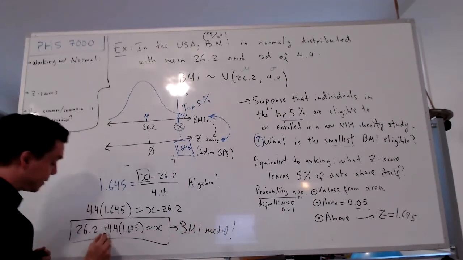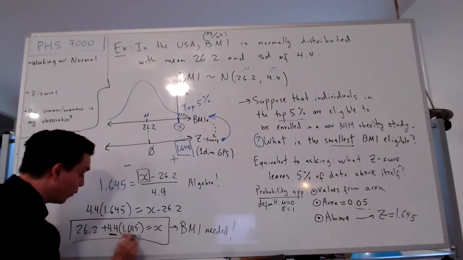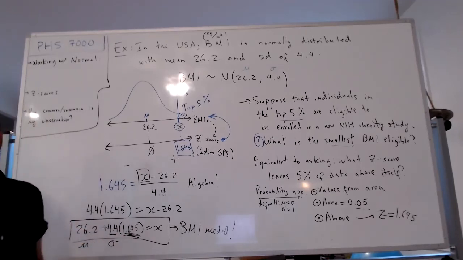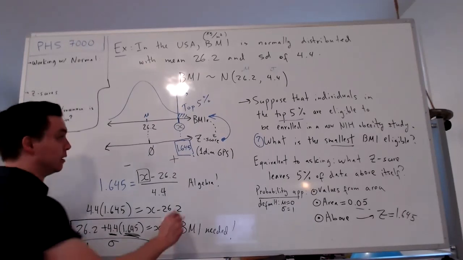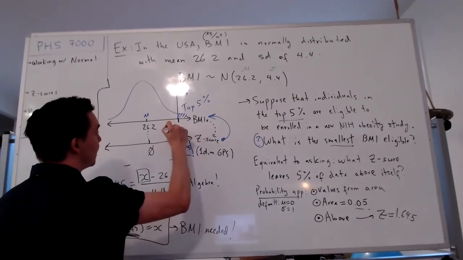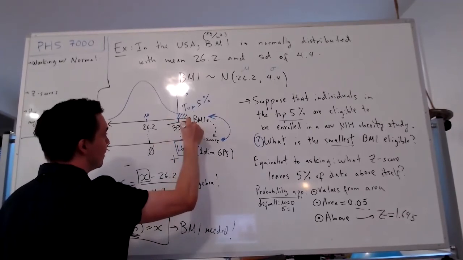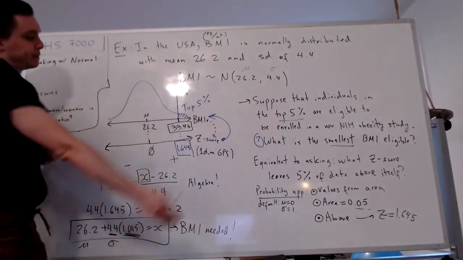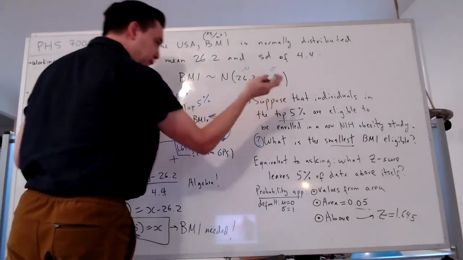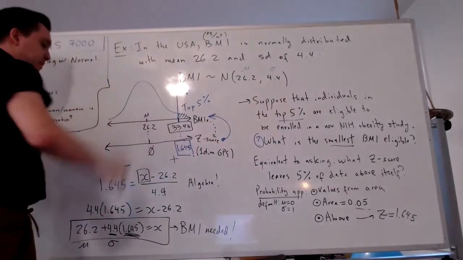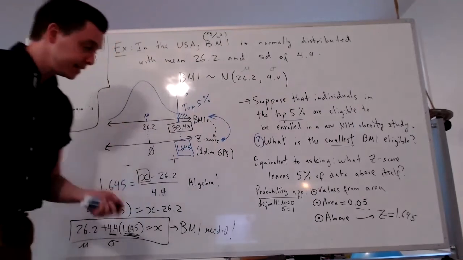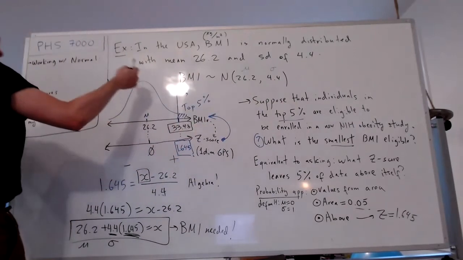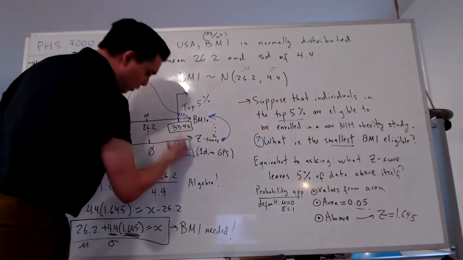So we're looking for something that is 1.645 standard deviations above our mean, with a standard deviation of 4.4. That number is 33.43. That is the smallest BMI that will be eligible to be enrolled. That is the BMI such that 5% of the data are above, 95% of the data is below. And that is equivalent to asking, well, what is a Z-score that leaves 5% above, 95% below? And that number is 1.645.